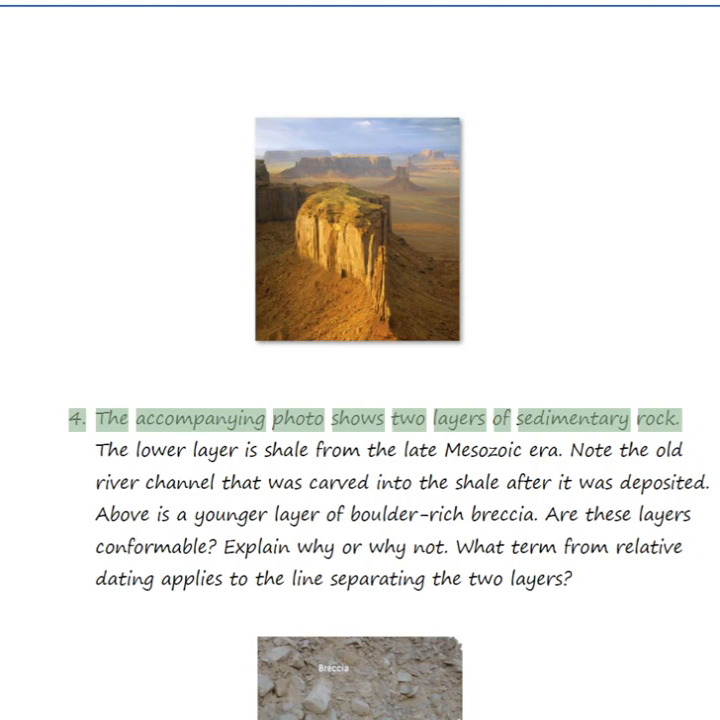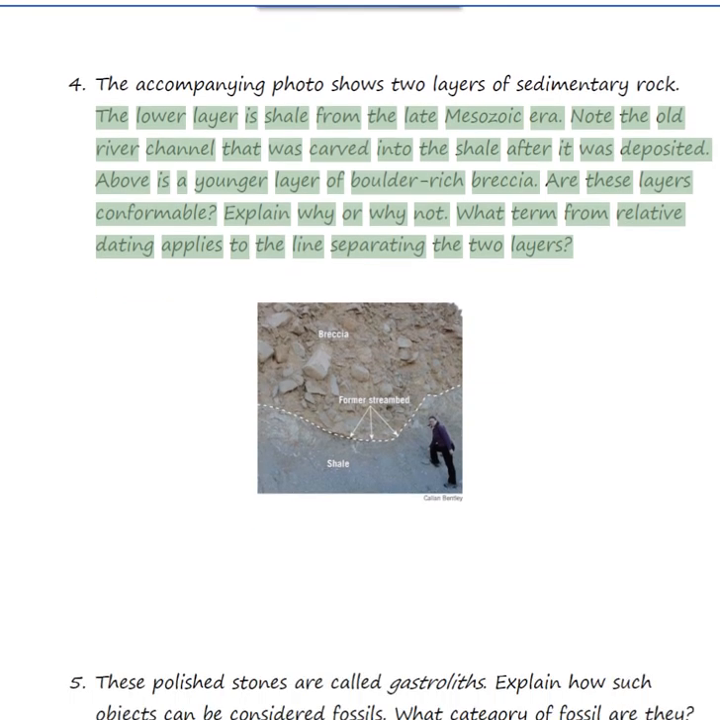4. The accompanying photo shows 2 layers of sedimentary rock. The lower layer is shale from the late Mesozoic era. Note the old river channel that was carved into the shale after it was deposited. Above is a younger layer of boulder-rich breccia. Are these layers conformable? Explain why or why not. What term from relative dating applies to the line separating the two layers?